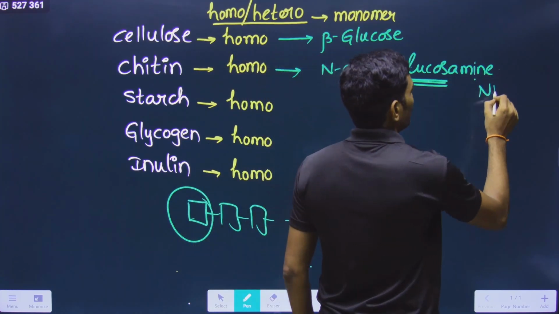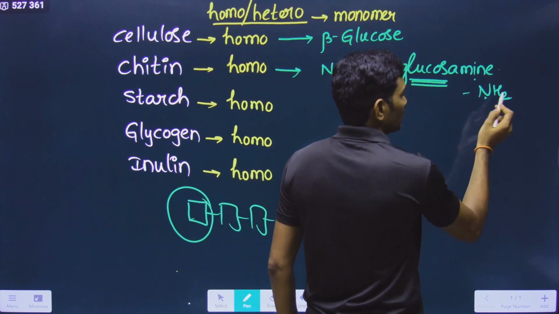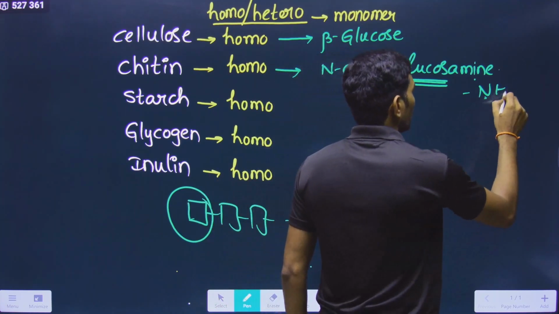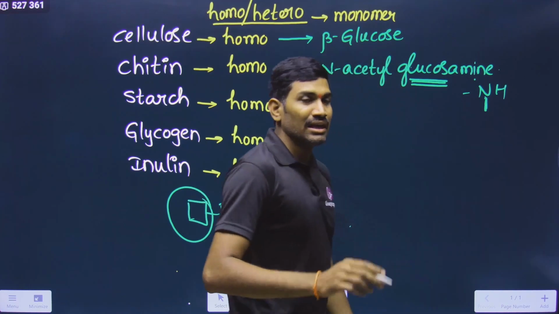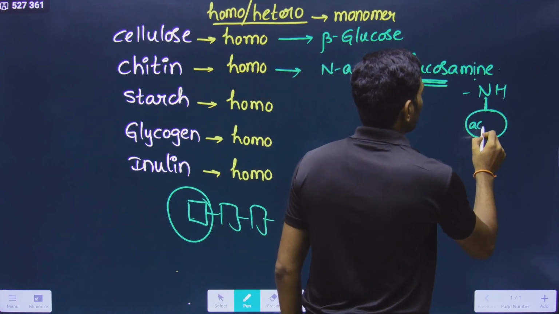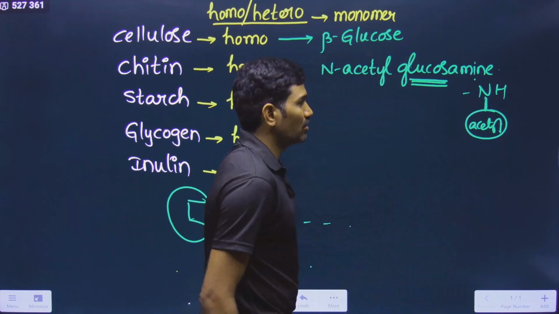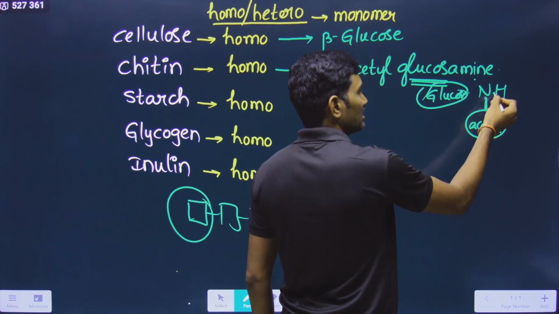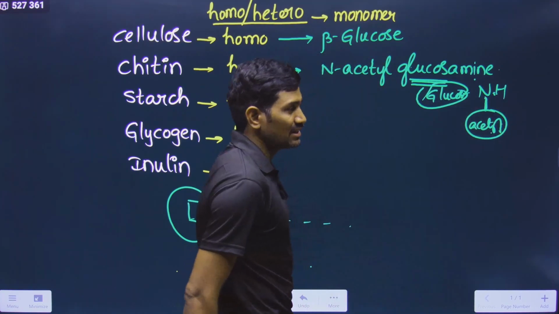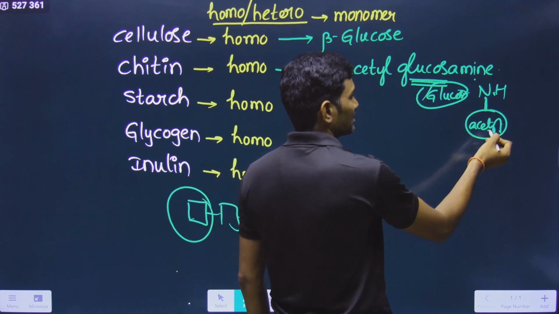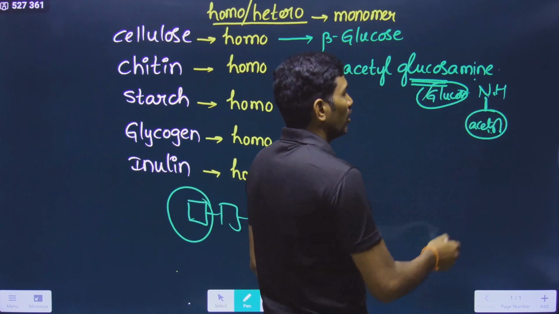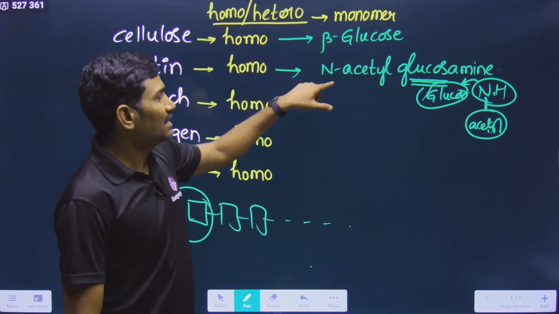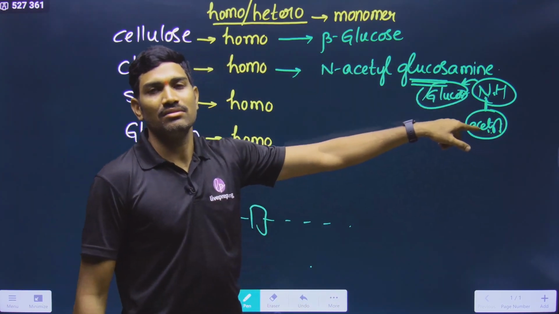In that amino NH2, this N is there, no? So here it is H2. So you just remove one H. And then to this N, what happens? An acetyl group is attached here. So to the glucose, an amino group is attached, and in this amino group, to the N, an acetyl group is attached. That's why it is called N-acetyl. That means the acetyl group is attached to the N of the amino group attached to glucose, and it is called N-acetyl glucosamine. Understood or not?